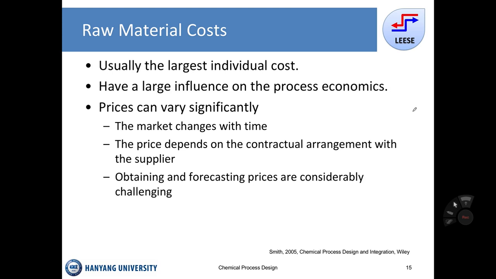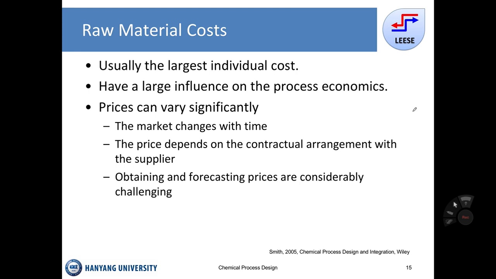One of the major elements related with operation cost is raw material cost. So this is the largest individual cost and has a big influence on the process economics. Prices can change significantly because the market changes with time. So for example, the refinery company needs to process the crude oil in order to produce some petrochemical feedstock. Okay, there are many refineries in Korea, like SK Energy, GS Caltex, and Hyundai Oil Bank. These are examples of refining companies.